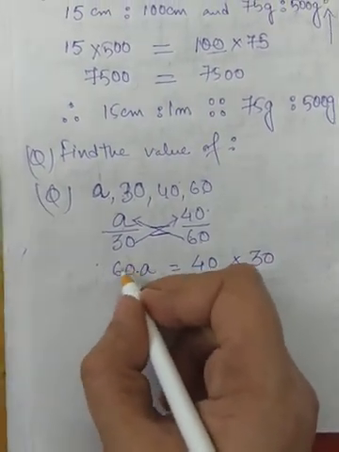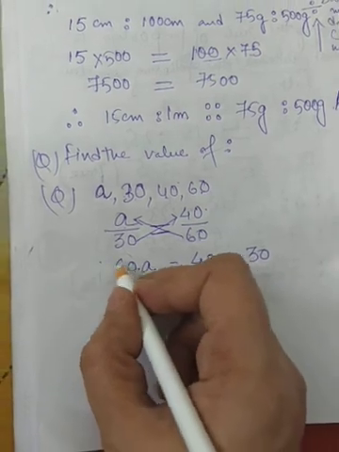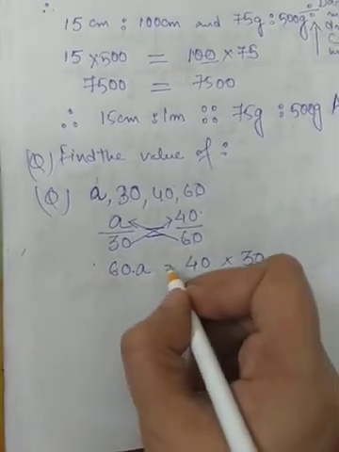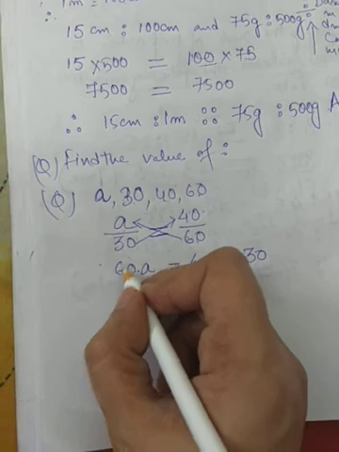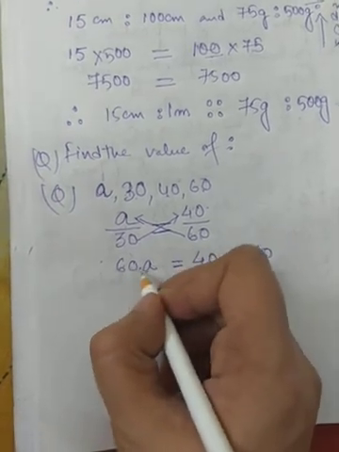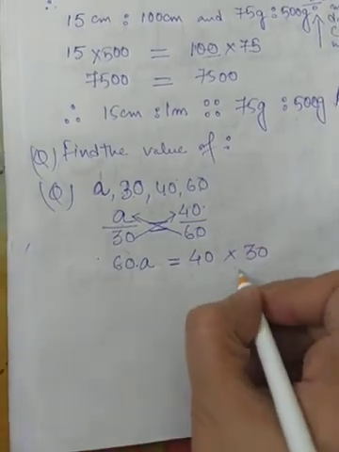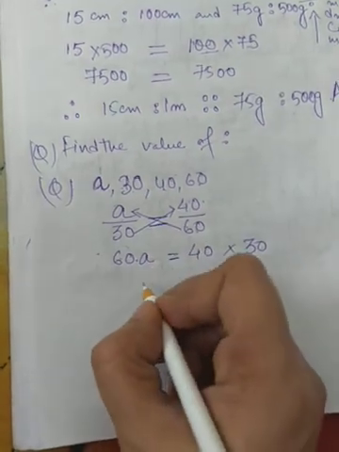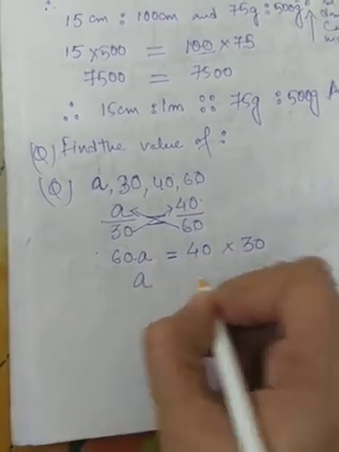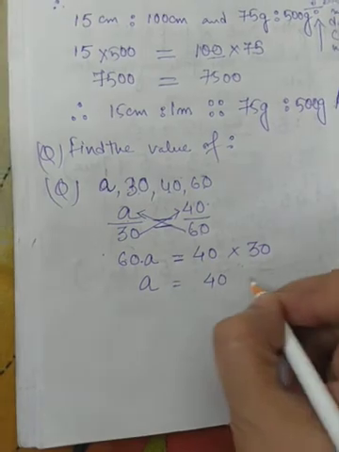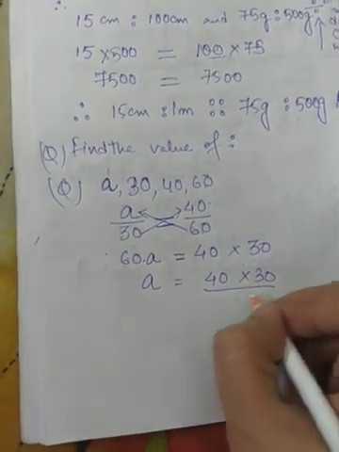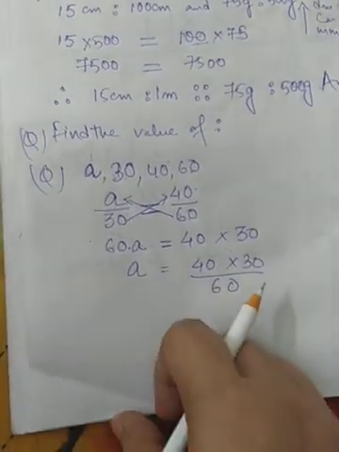If I need to convert, I need to send the 60 to the other side of the equal to sign. It will change the sign. This is in multiplication form. This will go that side in the division form. So A is equal to 40 into 30 by 60.